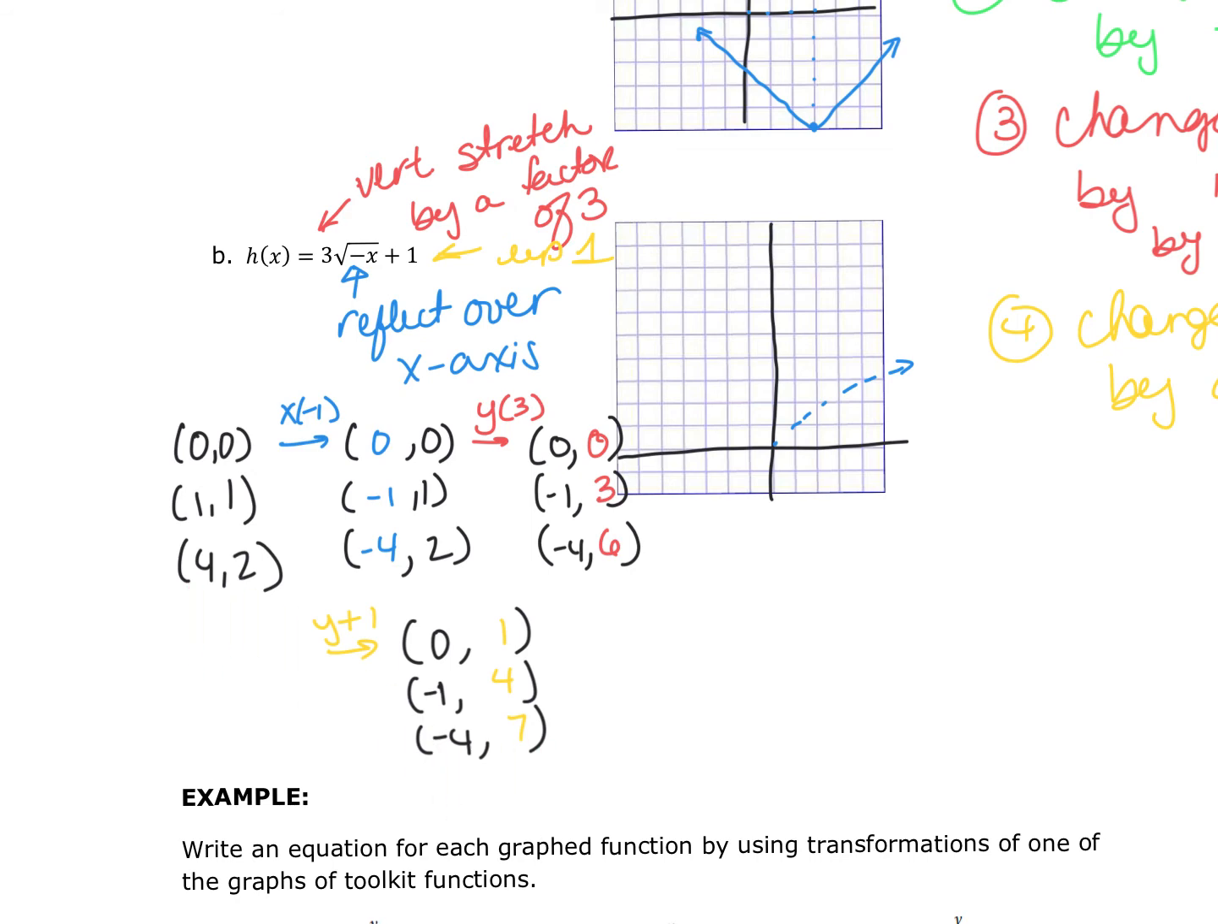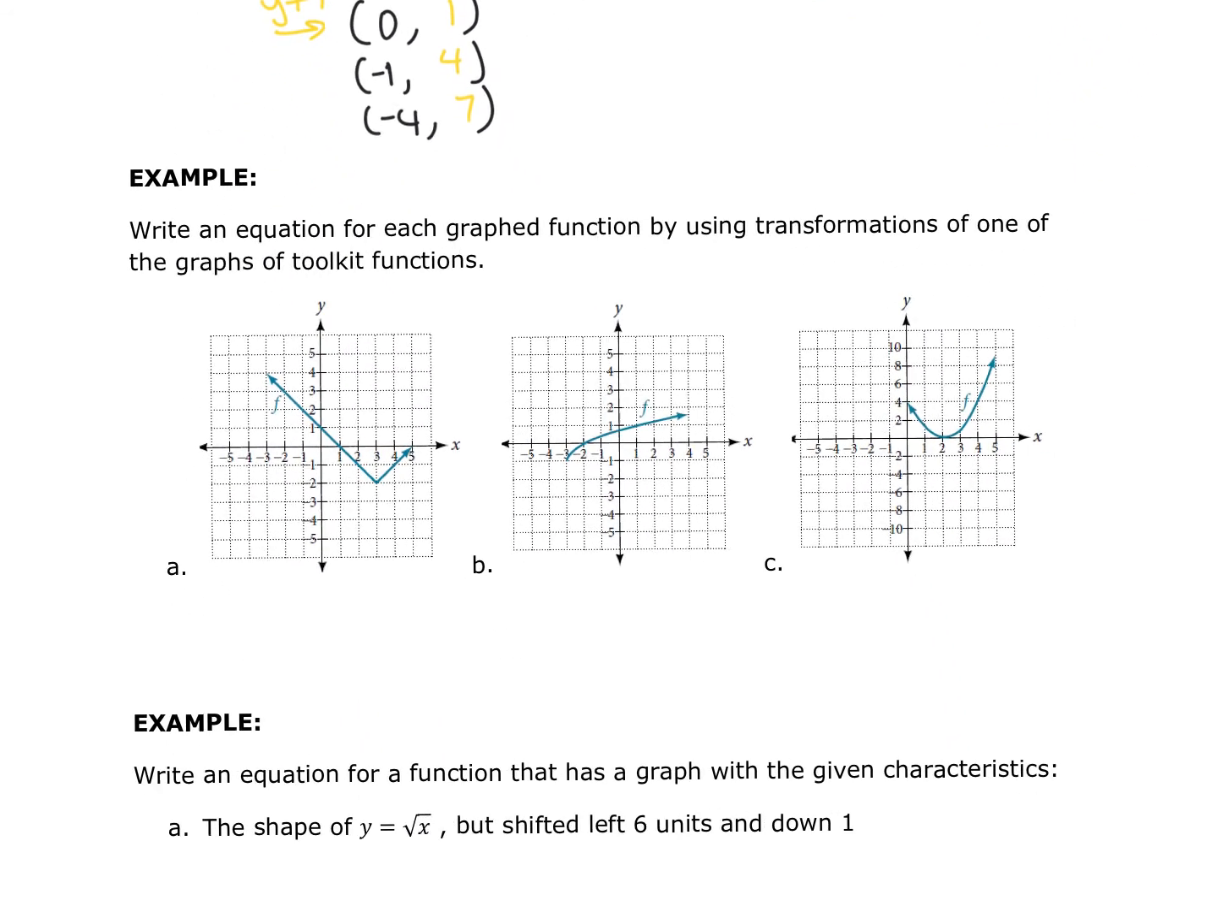So what does this now look like? Well, let's put in the (0, 1). So here's my first key point. I have -1, and I go 1, 2, 3, 4, and then I have -4, 1, 2, 3, 4, and I need to go up 7. 1, 2, 3, 4, 5, 6, 7, and so here's what my graph looks like. Notice I did it by key points. I did it step by step. Key points makes it so much easier.